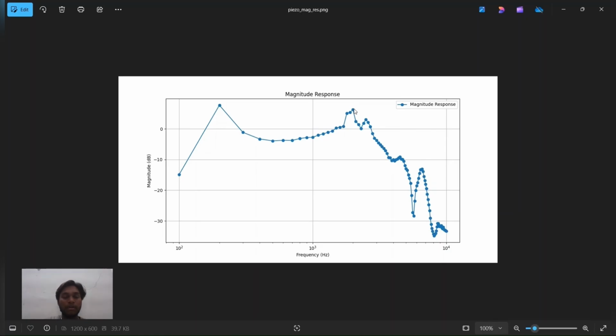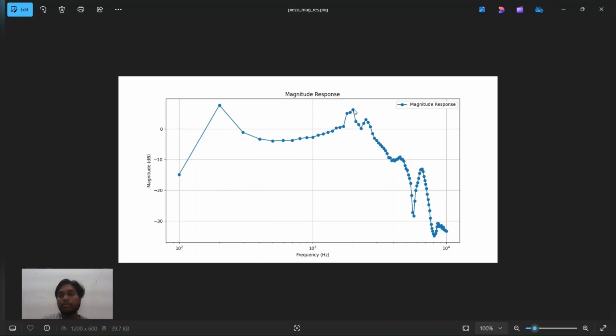This is the graph of our first experiment, which is the piezoelectric substance. This is the graph between the gain and the frequency. Gain is equal to 20 log V output by V input, and we plotted the graph between the magnitude response and the frequency, and the graph looks like this.